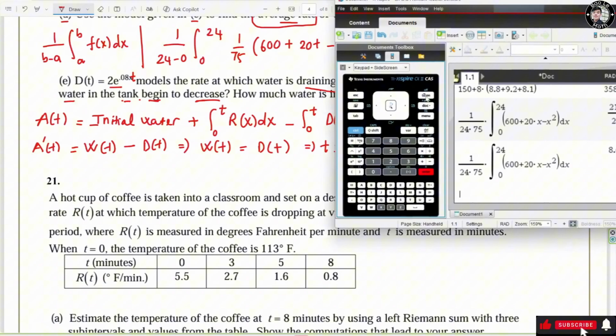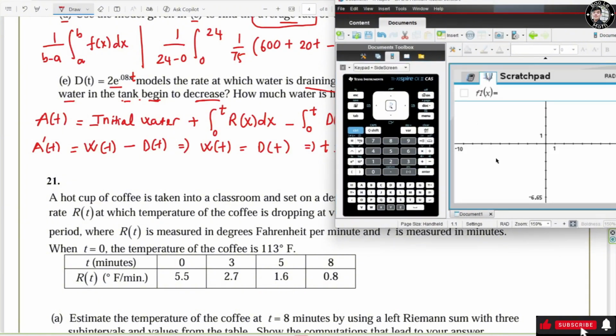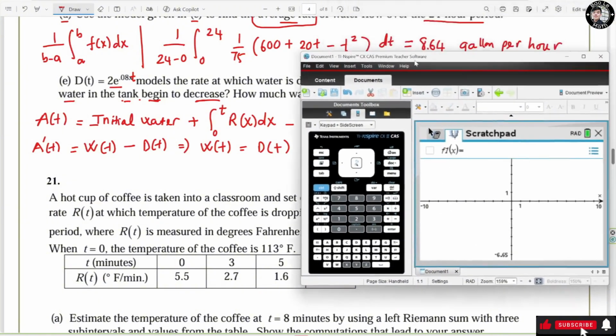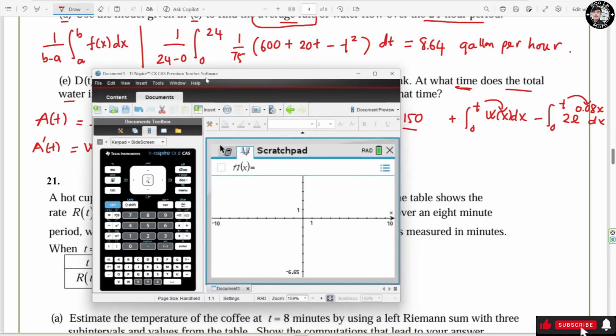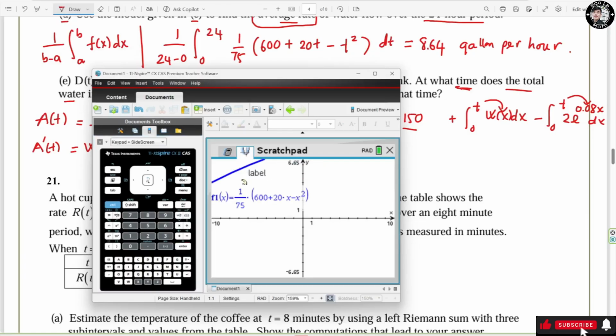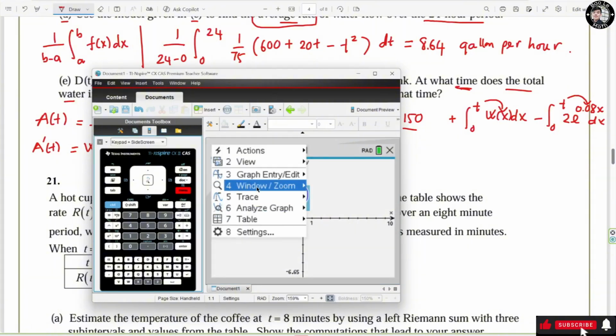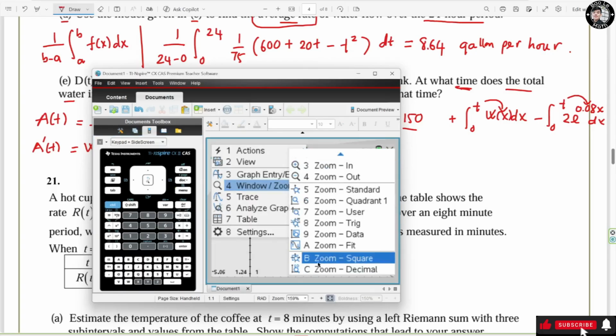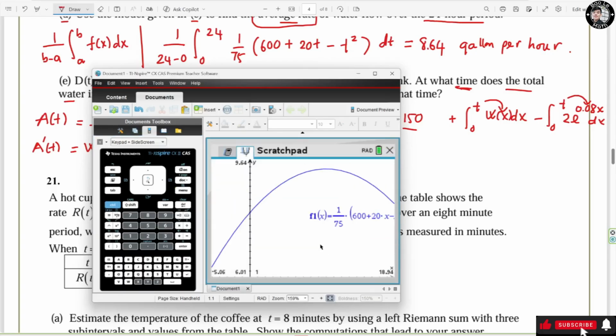You're going to go to the home screen graph right here. We're going to put the first graph, W(t), right here. So F1(s) is going to be right, and then you just press enter. You have the graph right here. Now go ahead and adjust the window. Make sure you go to number 4 right here, window zoom, and choose zoom fit, and it's going to be right here. Alright.